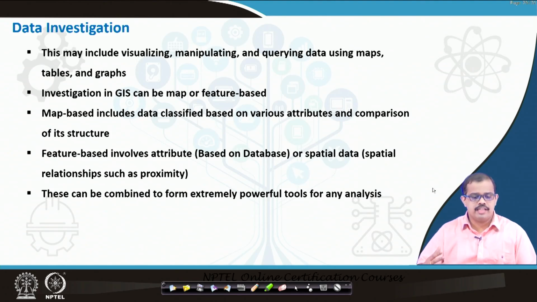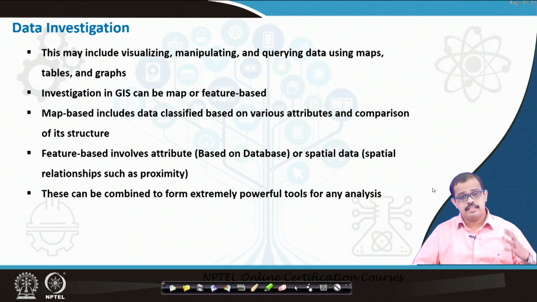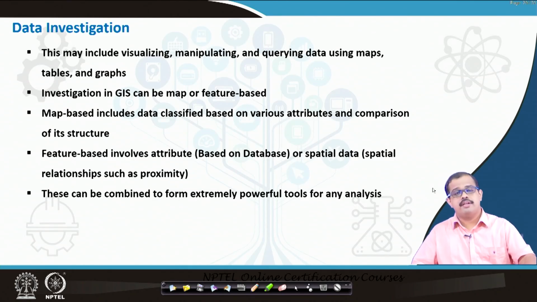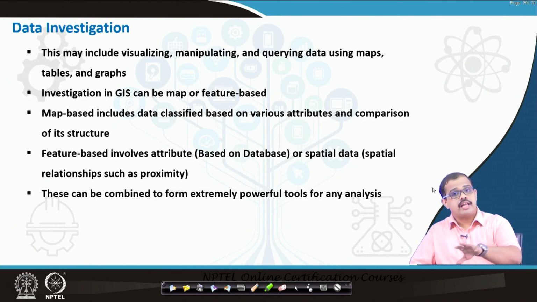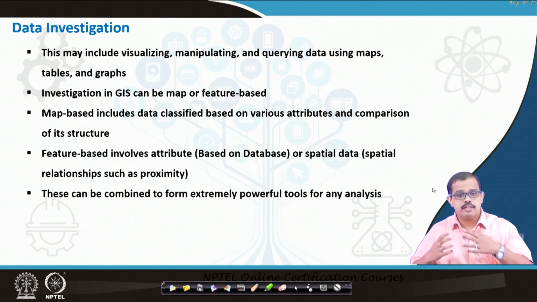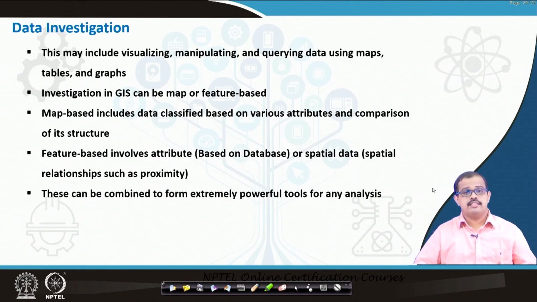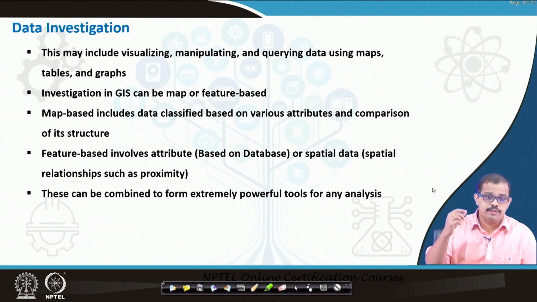Investigation in GIS can be map or feature based. The investigation can be based on how you create maps, different thematic maps, different land use maps, and information can be derived from them. But it can also be feature based. When I say feature based, it is based on the data collected in the database. Based on the features, or feature structures, in the database, you query. So these are investigations that are feature based.